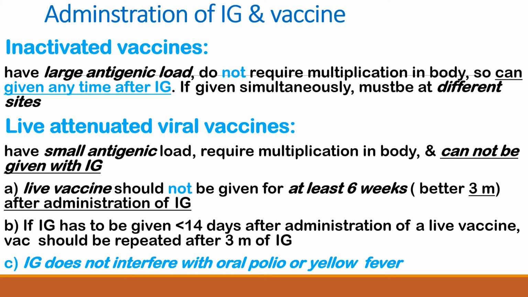Live vaccines should not be given for at least 6 weeks, better 3 months, after administration of IG. Again, live vaccines should not be given for at least 6 weeks after administration of IG. If IG has to be given less than 14 days after administration of a live vaccine, the vaccine should be repeated after 3 months of IG. IG does not interfere with oral polio or yellow fever.